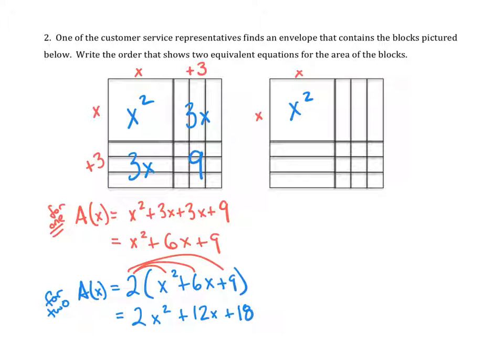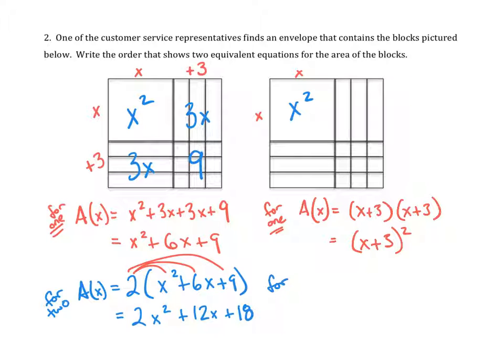So again, for one of these squares, the area is going to be just x plus 3 times x plus 3. And what's a nice mathy way to write x plus 3 times x plus 3? Y'all, let's just write it as x plus 3 squared. Bow, bow, bow, bow. So again, if I want to change that to both blocks, for 2 blocks, I'm just going to multiply that by 2. So A of x equals 2 times x plus 3 squared.